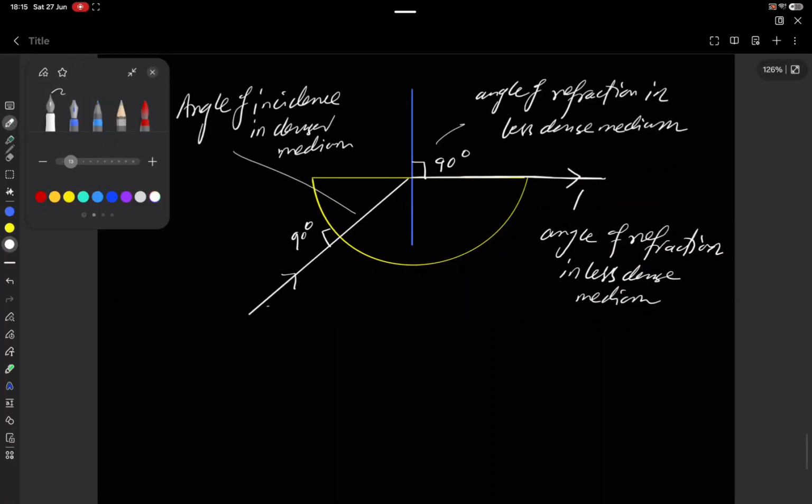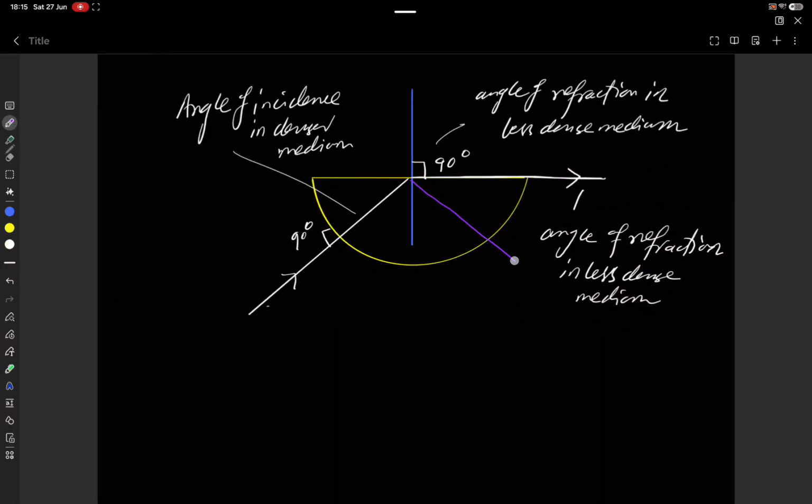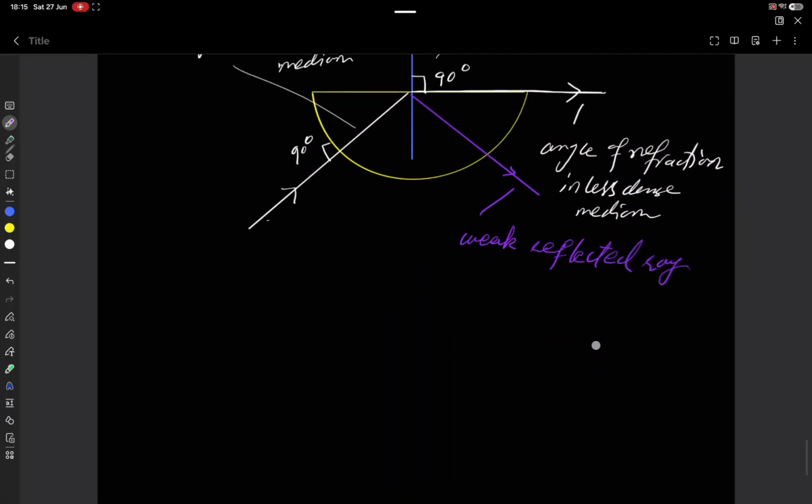We have another ray. What do we call this ray? This ray is the weak reflected ray. This is a weak reflected ray.